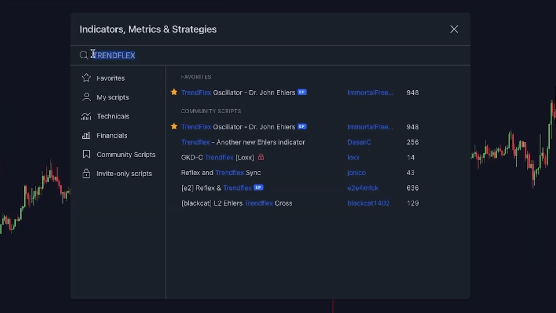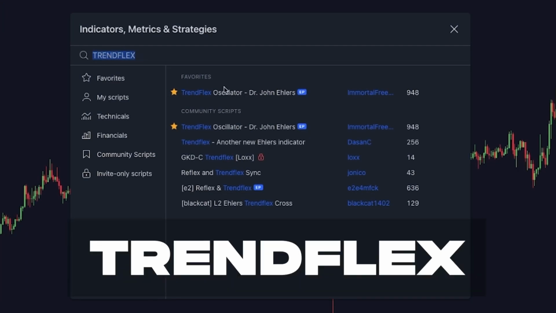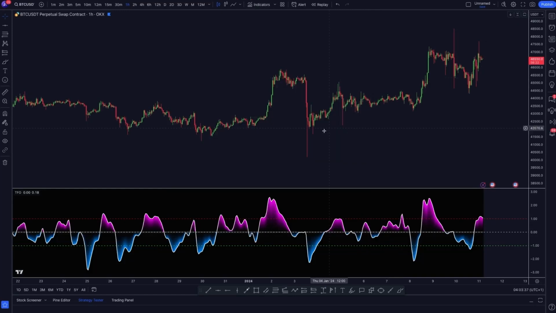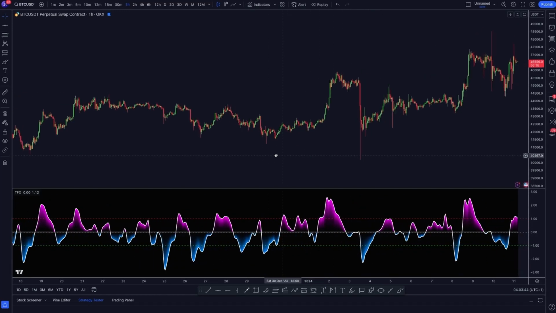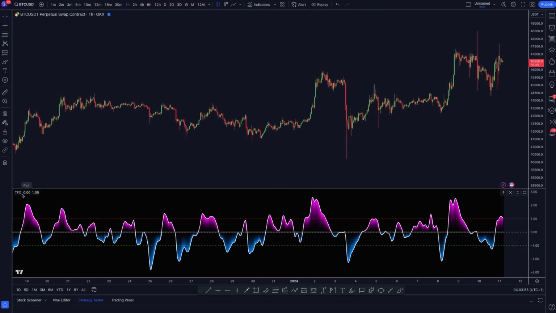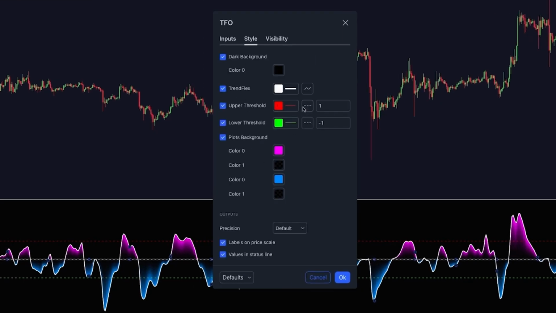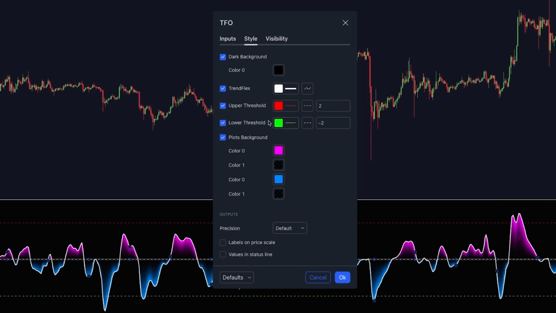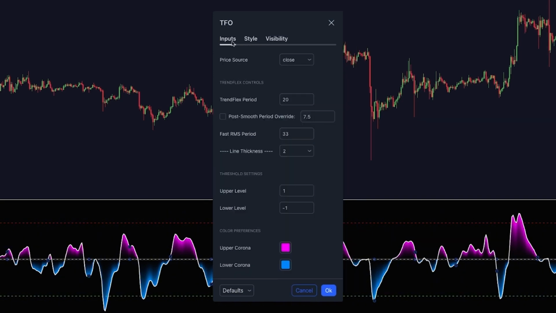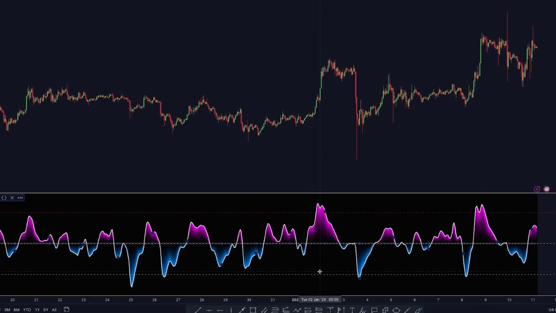The first thing we need to do is look for the TrendFlex oscillator by Dr. John Ehlers. You can also see that it's been highly rated by the community. We simply click on it and it will appear something like this. As you can see, it's quite a colorful indicator, and we're going to make a couple of changes in the style section. The upper line, which indicates an overbought zone, will change from 1 to 2, and we'll do the same with the lower green band from 1 to 2. You can leave the rest to your liking and keep the numerical inputs as default.